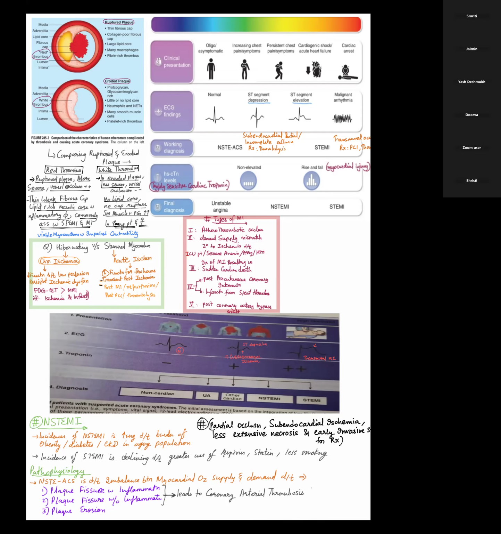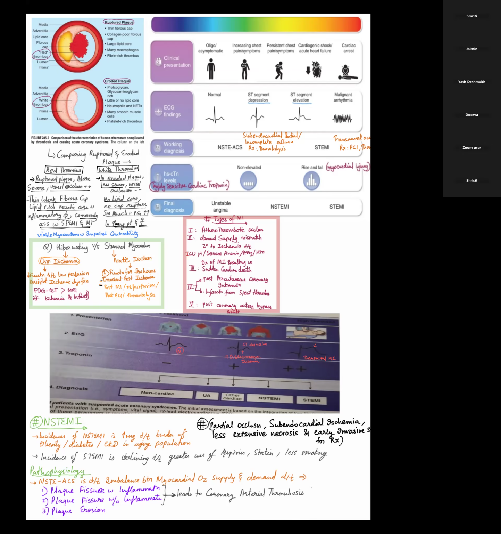And hibernating myocardium occurs in chronic settings like chronic ischemia. There is decreased function due to low perfusion and persistent ischemic dysfunction. So it is very important to do FDG PET scan or MRI. FDG PET is more favorable.